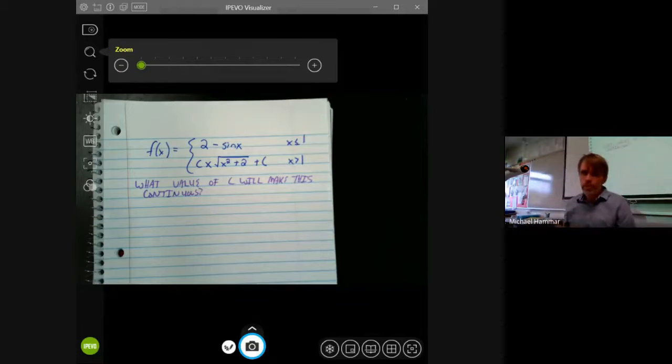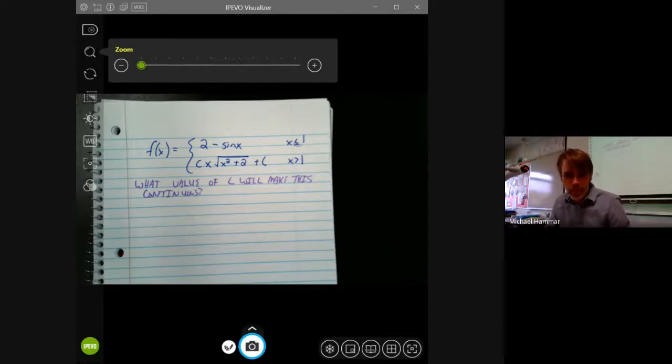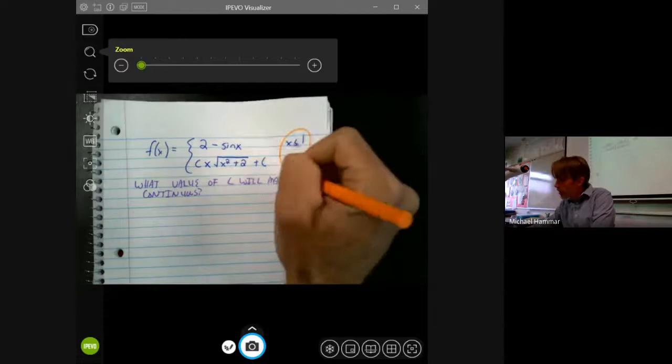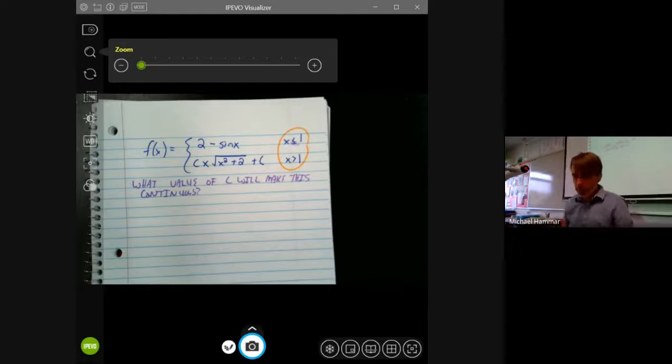Okay? Well, if it's going to be continuous, that means the limit from the left has to equal the limit from the right, also has to equal the value. Well, this is less than or equal to, so we're going to have a value. Now, we also know one other thing. The place that the problem is going to occur, if we're going to have a discontinuity, is going to be at x equals 1.